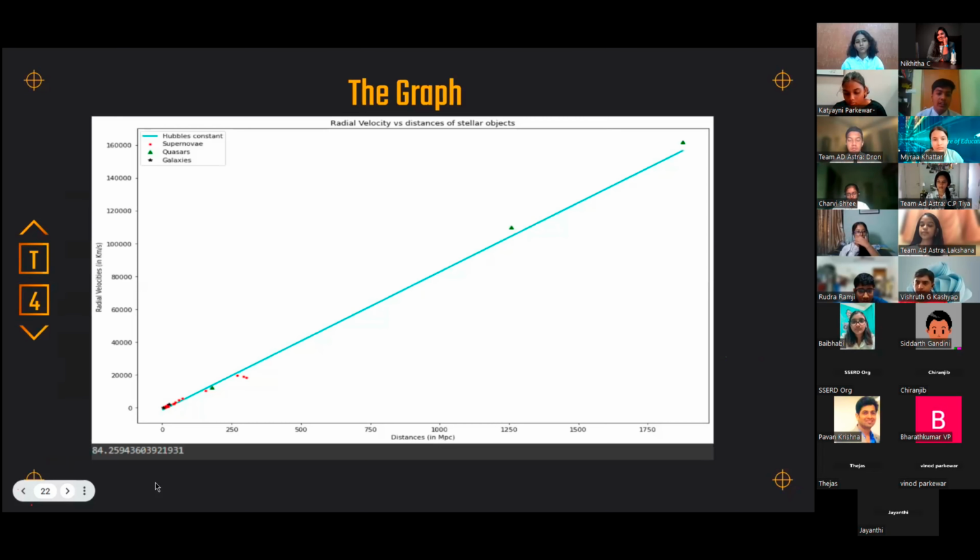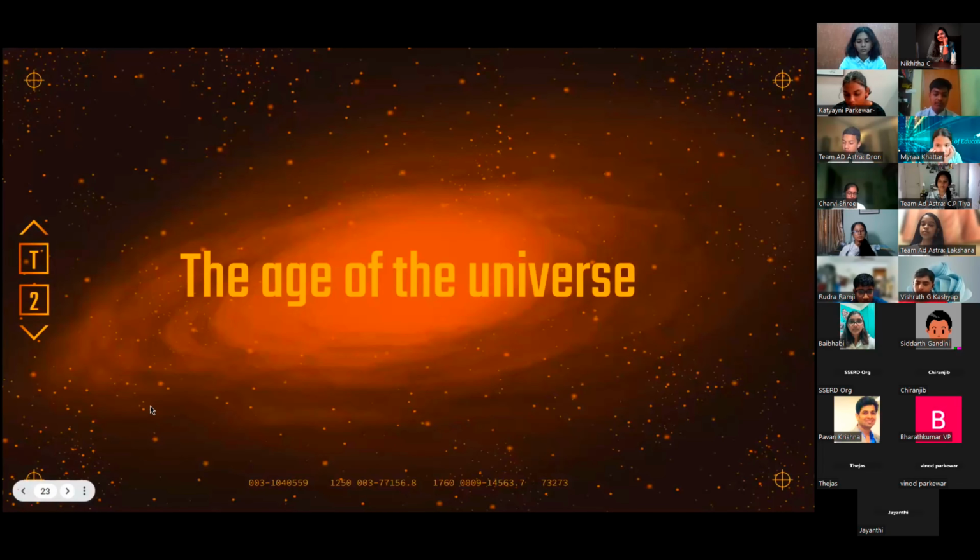So here, the x-axis represents the distance, the y-axis represents the radial velocity, the straight blue line represents the Hubble's constant, the red dot represents the supernova, the triangle represents the quasars, and the star represents the galaxies. Over to you, Tia. Thank you, Pradyum.